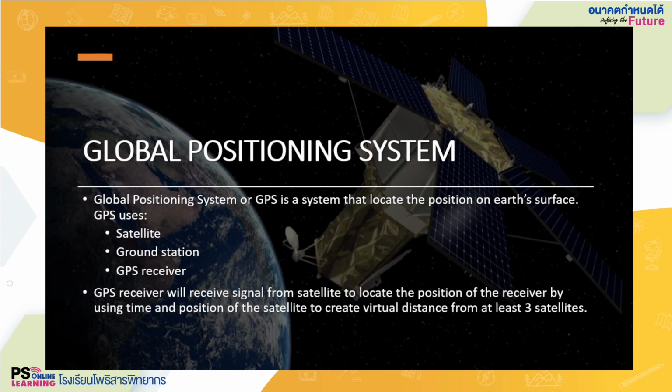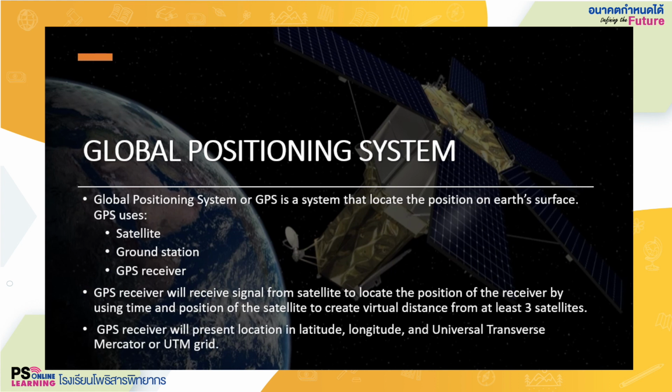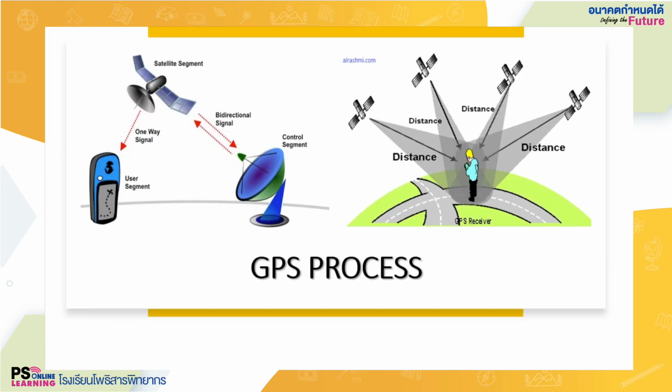So the GPS receiver will receive signals from satellites to locate the position of the receiver by using the time and position of the satellites to create virtual distance from at least 3 satellites. Here the GPS receiver will present location in latitude, longitude, and universal transverse Mercator, or UTM grid. In this case, it's showing the GPS process. On the left picture, you can see what we call the GPS receiver. Over here is the satellite, and over here is the satellite dish, which represents the control on the ground station.